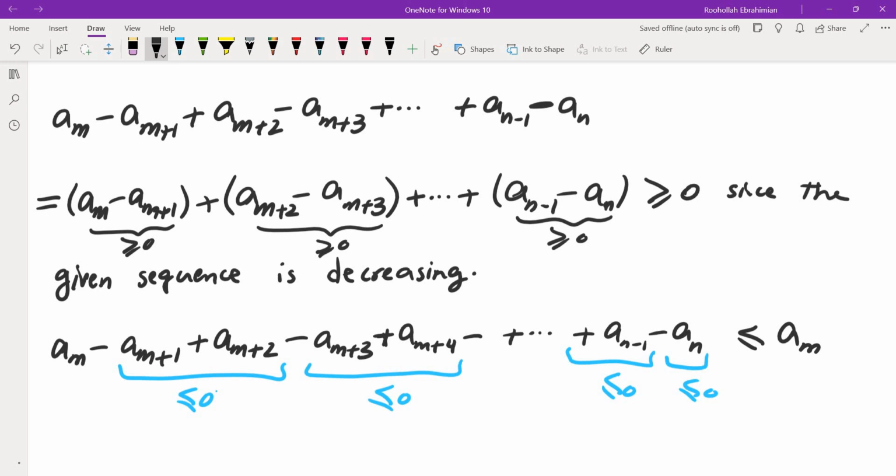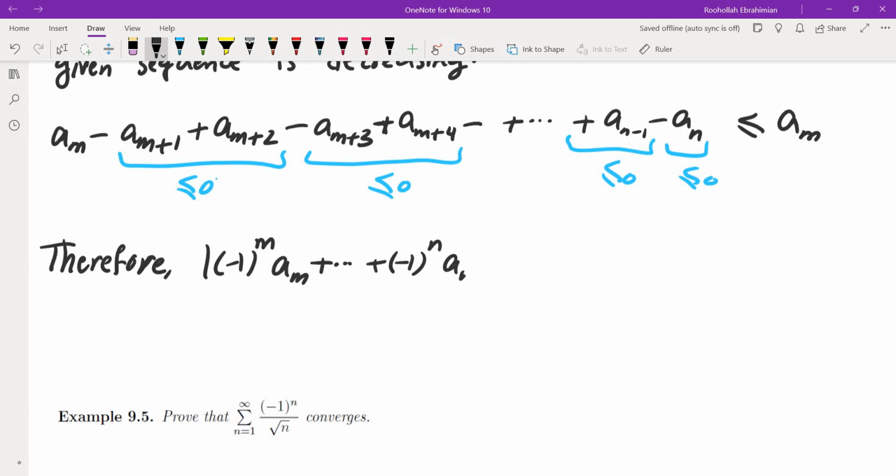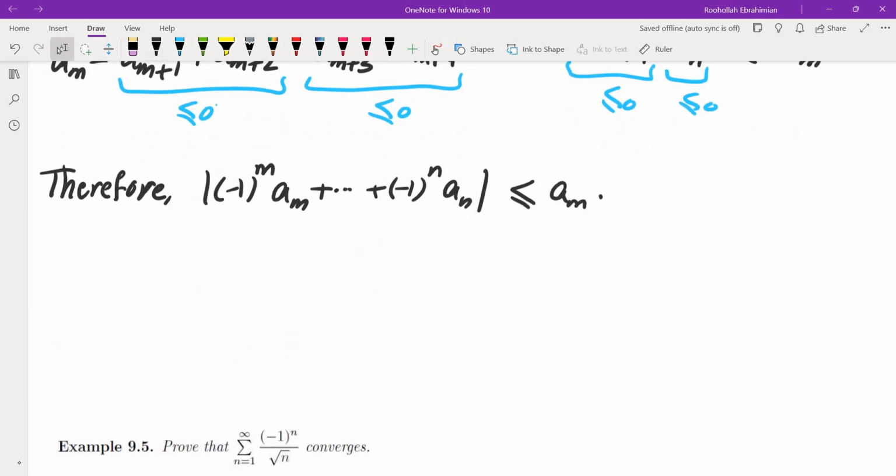Therefore, in both cases, again we get the same thing. (-1)^m a_m all the way to (-1)^n a_n is less than or equal to a_m. Okay, so now we can show that it in fact is satisfying the Cauchy convergence criteria.